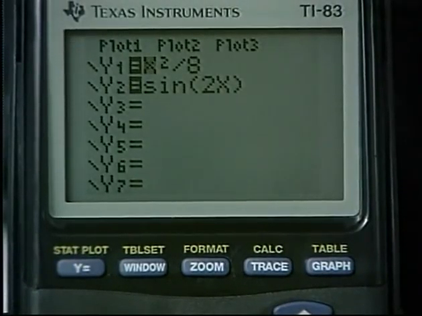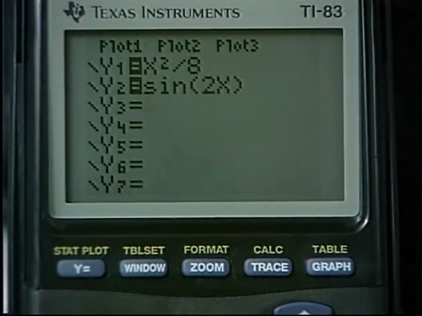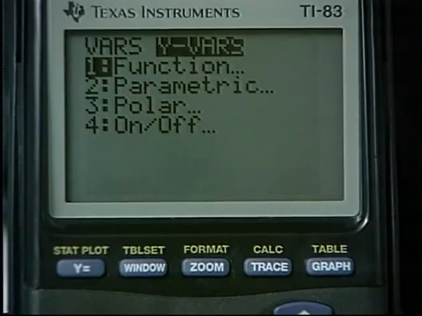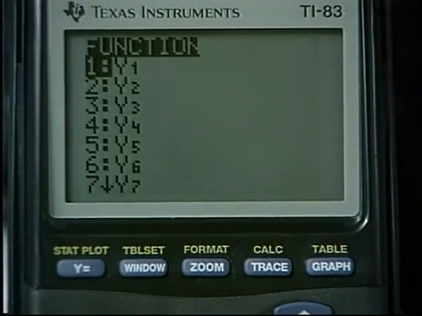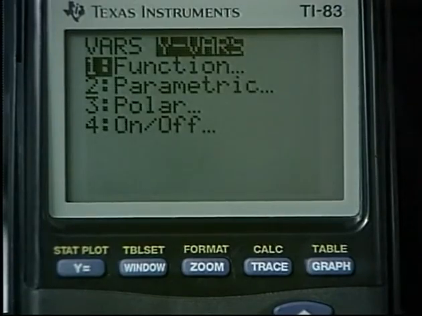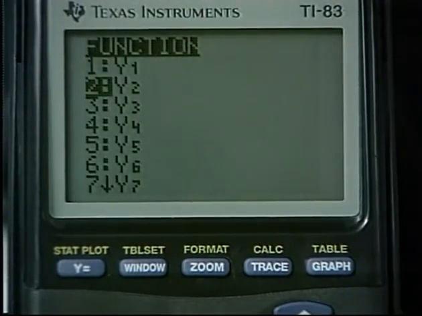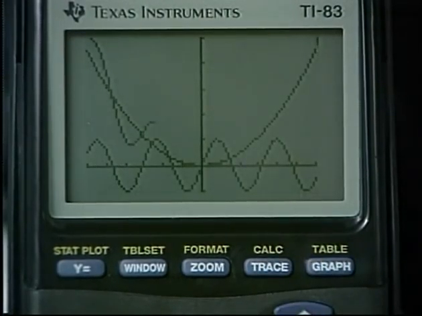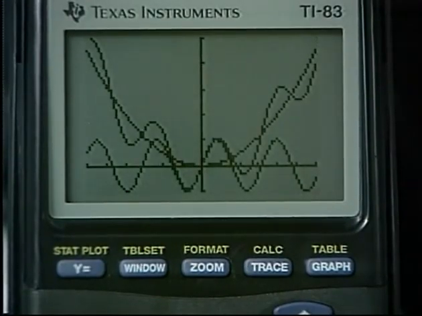Now, there is another way to add the two functions. We can of course enter x squared over 8 plus sine 2x, but another way to do that is to press the vars button and then cursor to the right for y vars, and we want a function, and the function we want is y1, so I'll press enter here, and now I want to add y2, and I go through the little sequence again: vars, cursor right, function, enter, and then cursor down to y2, and now I have y1 plus y2. And now the three graphs, the third graph will come on top of the other two. So we're making that sine curve take on a parabolic pattern.